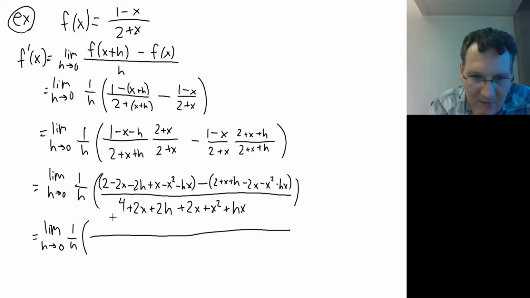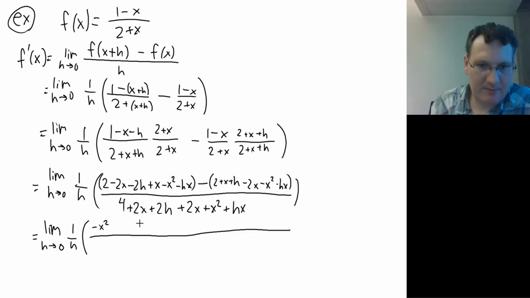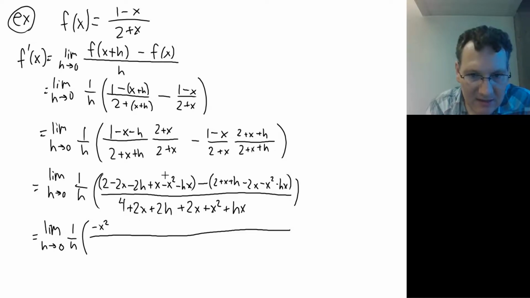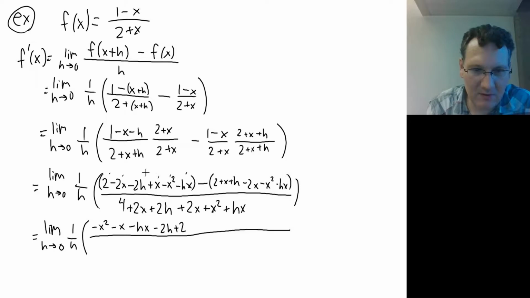So what do I have up top? So far in the first group of things, okay, we have minus x squared. That's this one here. We've got x. We have minus 2x and we have plus x. So that's minus x. Okay, those two are done. Then we've got minus hx, and then we have minus 2h, and we have a plus 2. Okay, so that's all of those little bits.